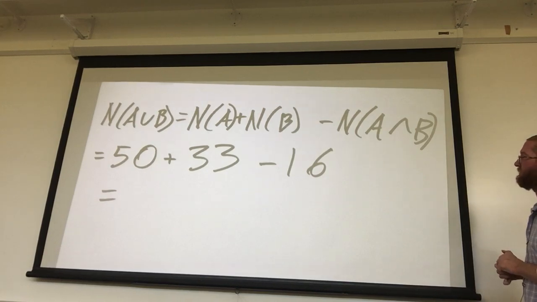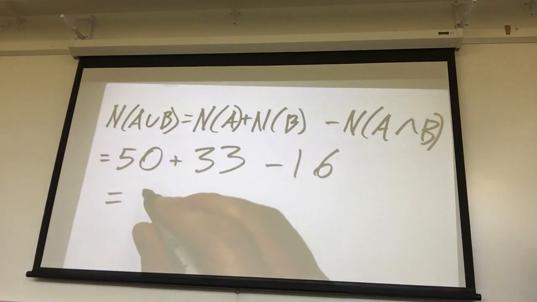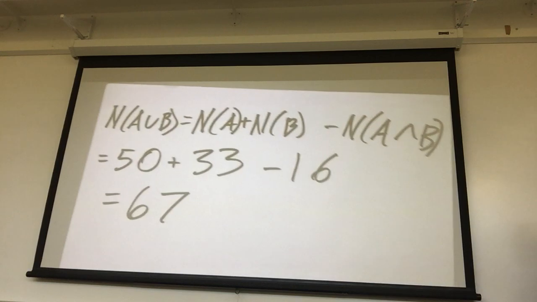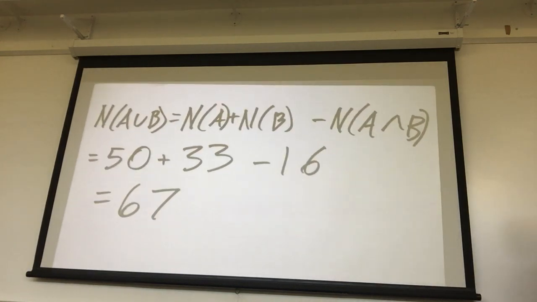33 minus 16 is 17. 17 plus 50 is 67. Okay.